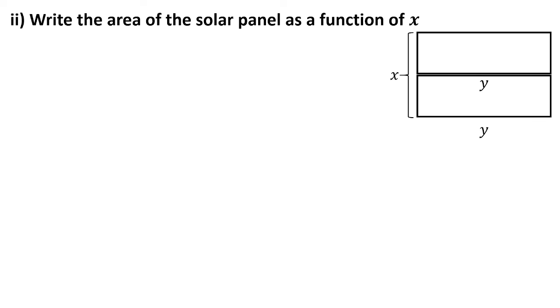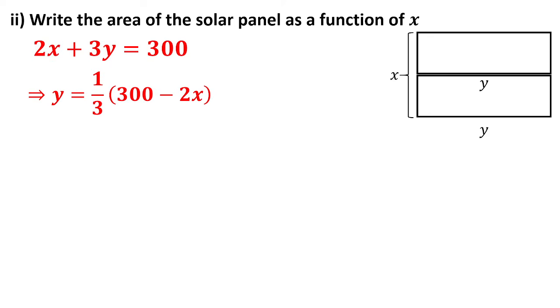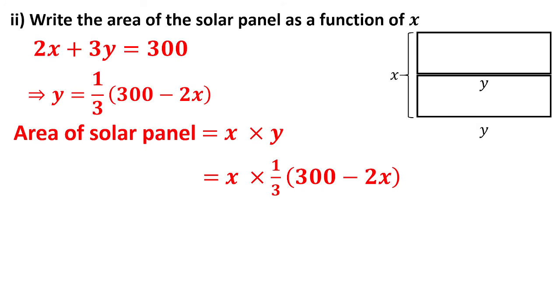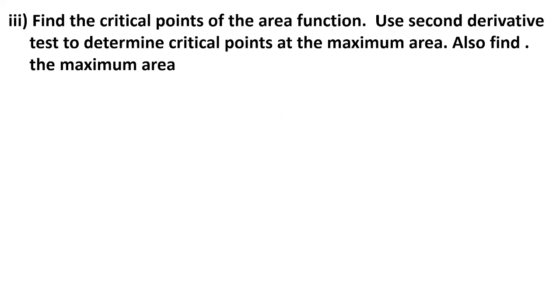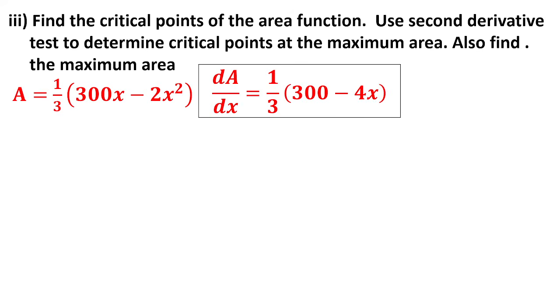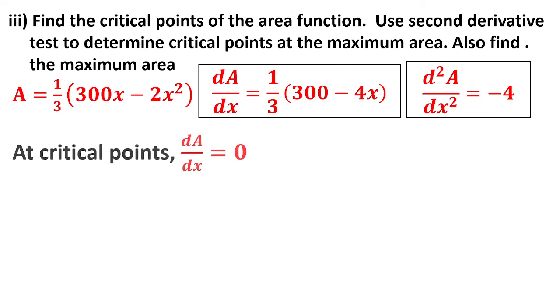Now, the area of the solar panel, all of you know what it is, x into y. Now, from the first equation, we are getting y. Substitute over here, and you will get an equation like this: 1 by 3 into 300x minus 2x square, or 1 by 3 into x into 300 minus 2x. Both are right. Question number 3: find the critical point. You know what is the meaning of critical point? Find the derivative, equate it to 0. I am taking the equation now, finding the derivative, equating it to 0.